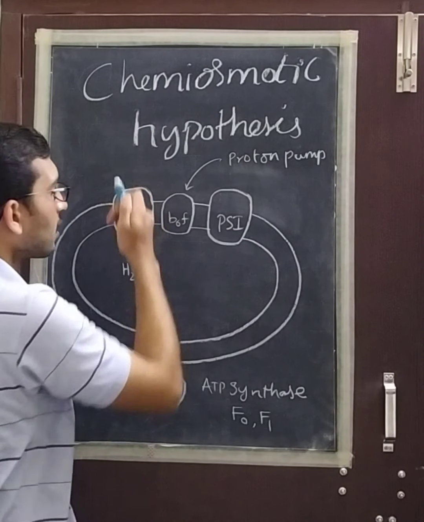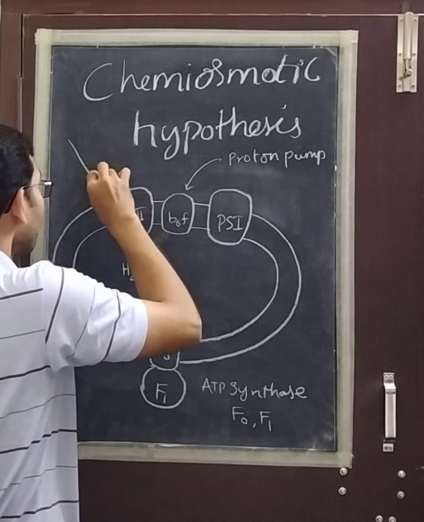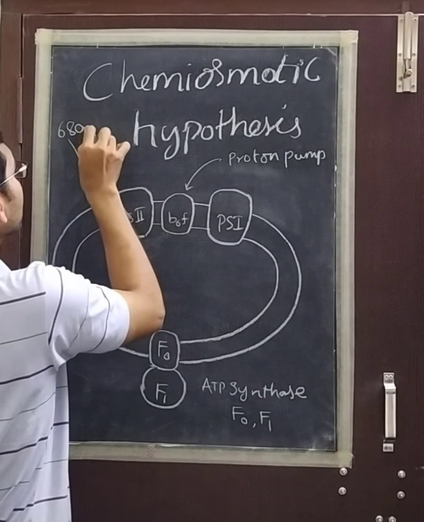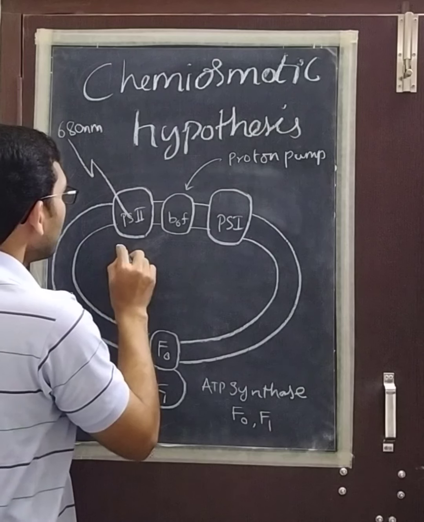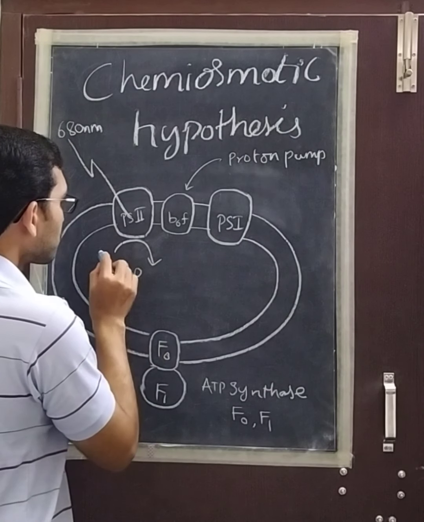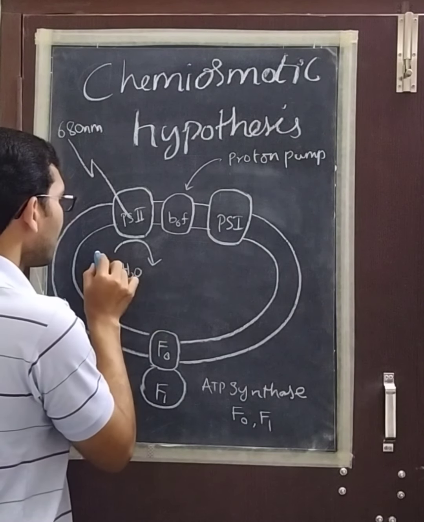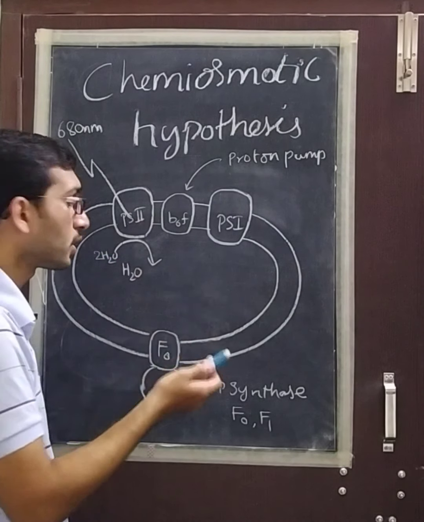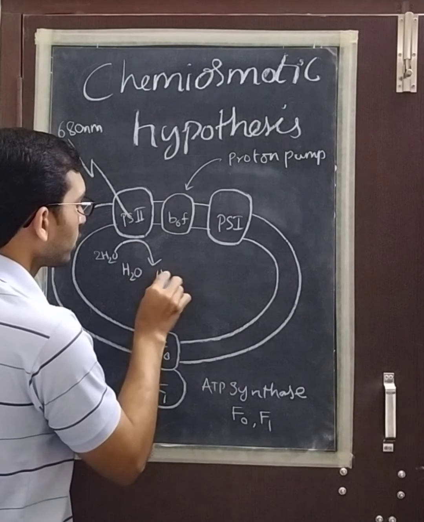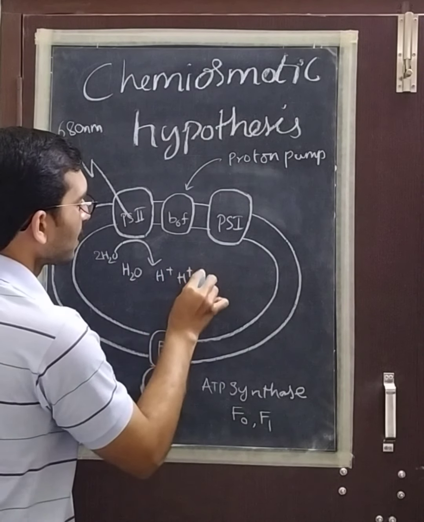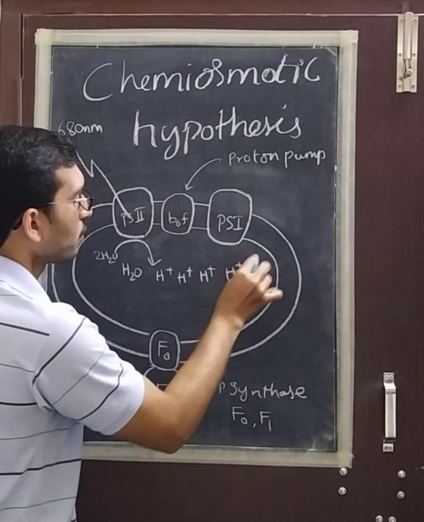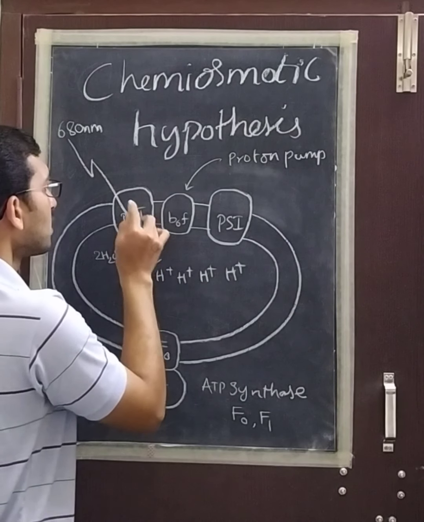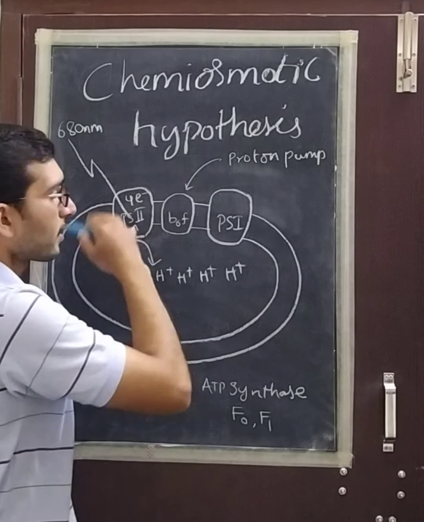When the light falls on the photosystem 2, especially it absorbs 680 nanometers of light and it splits the water molecule. Let's take 2 water molecules are split. So when 2 water molecules are split at a time, we are going to obtain 4 H plus ions. How many H plus ions? 4 H plus ions. And how many electrons are being transported? 4 electrons have been transported.